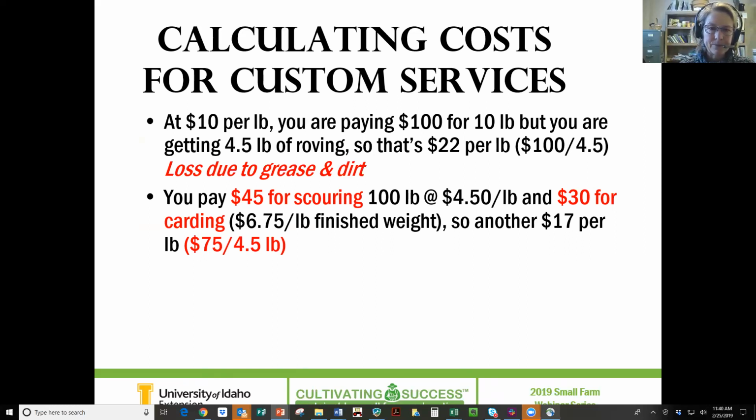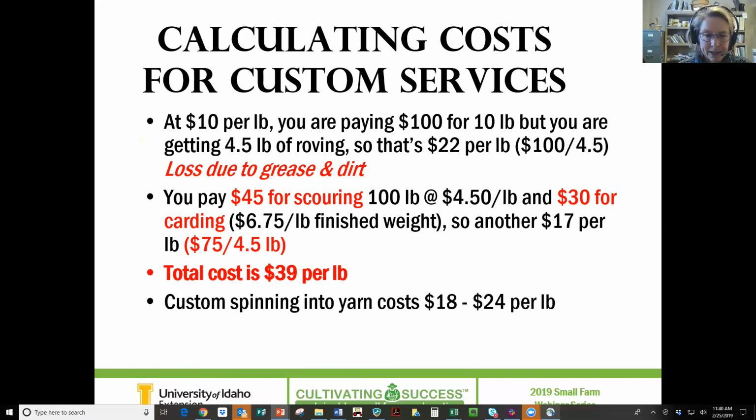And then $30 for carding, because it's $6.75 per pound for the finished weight. So that's another $17 per pound, because you've got $75 divided by 4.5 pounds. $45 for the scouring and $30 for the carding. So you paid Spinderella's Creations $75, and you're getting just 4.5 pounds of roving. So that total cost is $39 per pound. That's a lot more than that $17 you saw in the first slide.